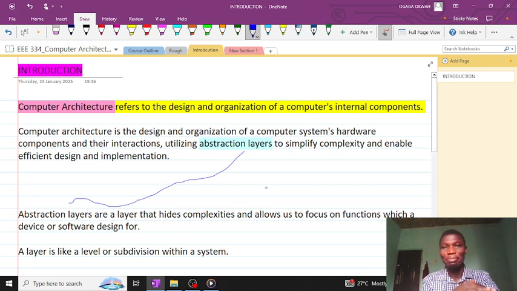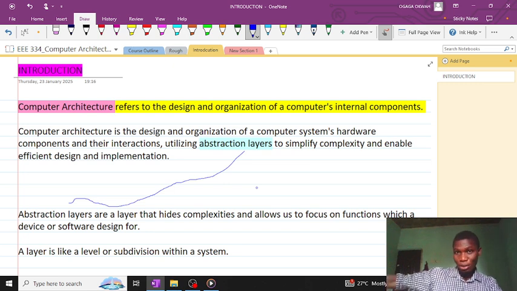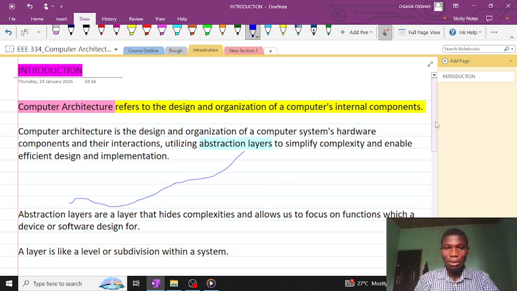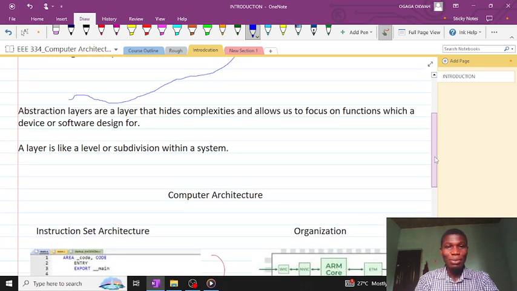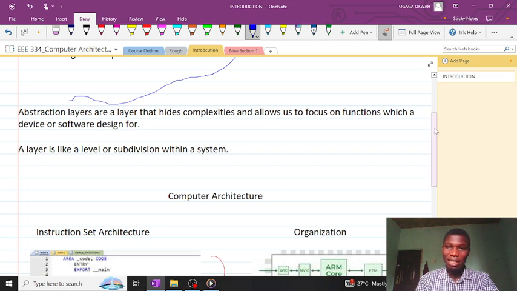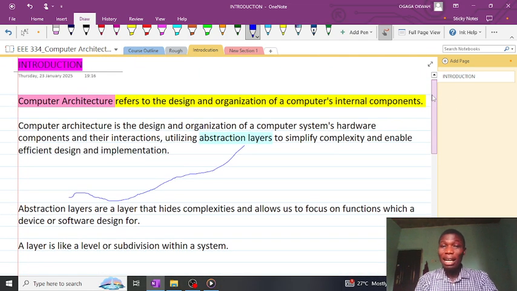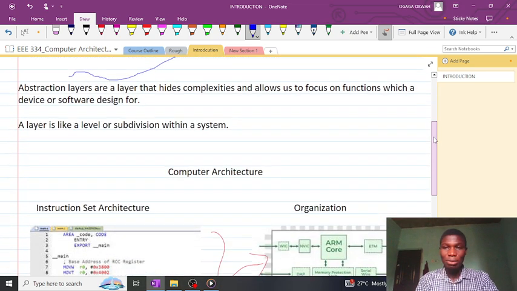Of course, a layer is a level or subdivision within a system. So computer architecture utilizes the idea of abstraction layers. That is, it puts aside the complexity of how the system works, so that we can just focus on making use of the system. So with that being said, computer architecture, like we've said, is the design and organization of computer internal components.